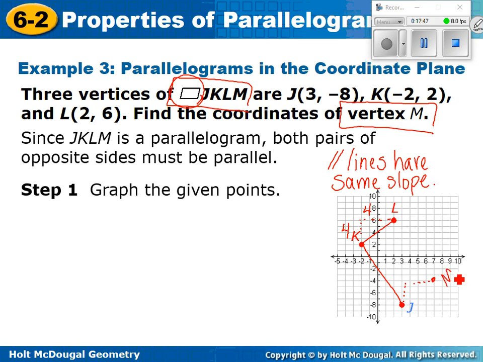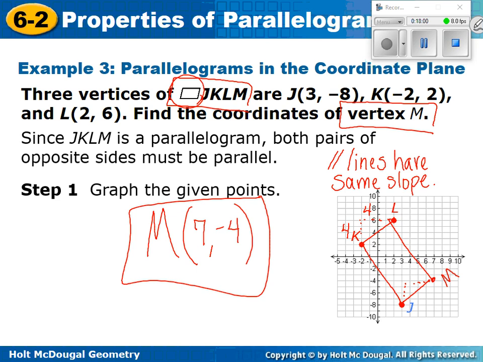Okay, so that's going to tell us where M should be, and then we can connect that and draw our parallelogram. Write your answer as the ordered pair because that's what it asked you for. So M is at 7, -4. So we're just using that idea of opposite sides parallel, and parallel lines have the same slope. So repeat the slope on the opposite side. Any questions about 6-2 parallelograms?